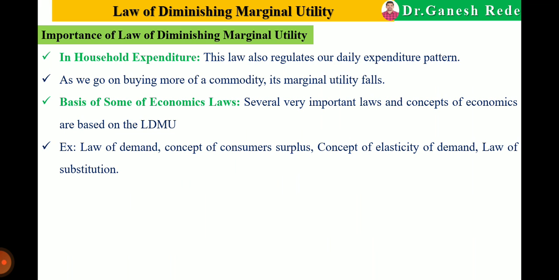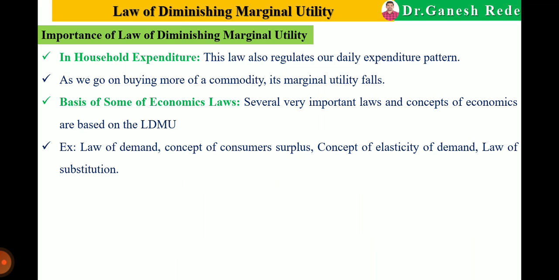So this law is applicable in the household expenditure. Then most important, this law of diminishing marginal utility is the basis of some economics laws. Several very important laws and concepts of economics are based on the law of diminishing marginal utility. For example, the law of demand is based on the law of diminishing marginal utility.